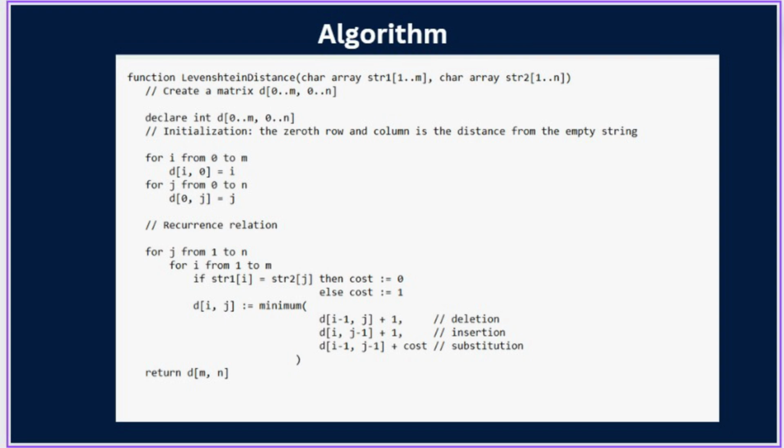Now there is a for loop which runs from 1 to n, that means the size of string 2, and inside it there is another for loop which runs from 1 to m, which is the size of string 1. If string 1 of i matches with string 2 of j, then the cost will be assigned 0, else it would be assigned 1. Then we will take the minimum value from all the deletion, insertion and replace operations, and assign it to d of i, j. And at last we will return d of m, n.